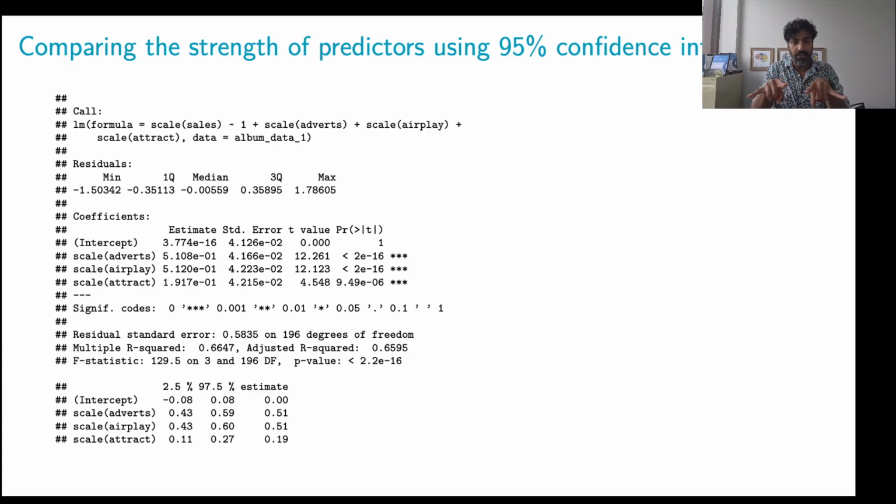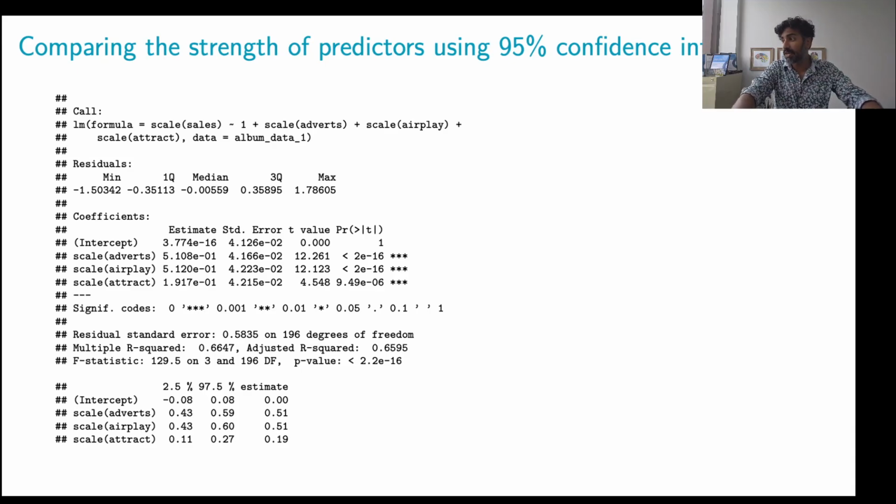There's a significant difference in the size of effect between airplay and attractiveness, whereby airplay is larger in effect size than attractiveness. Same thing with adverts. Adverts is larger in effect size than attractiveness. So that's using the confidence intervals here. And if they don't overlap, you can make conclusions about whether the size of the effect is likely statistically significantly larger than the effect in the other variable.